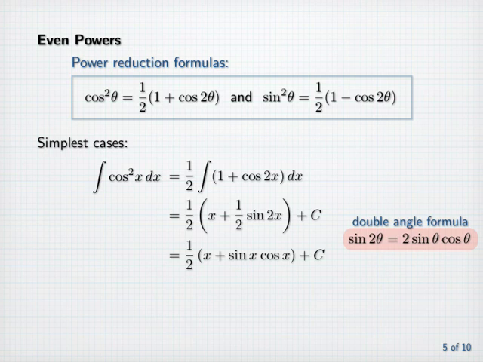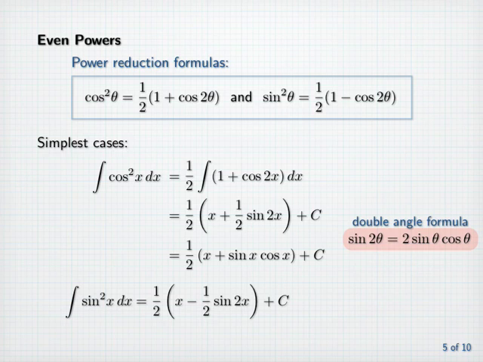Now let's look at the integral of sine squared x dx. Notice that the identity for sine squared theta is just like the identity for cosine squared theta, except there's a minus sign in the middle. So we basically end up with the same result, except with a minus sign in the middle. We have 1/2 of x minus 1/2 of sine 2x plus c, or applying the double angle formula, we have 1/2 of x minus sine x times cosine x plus c.